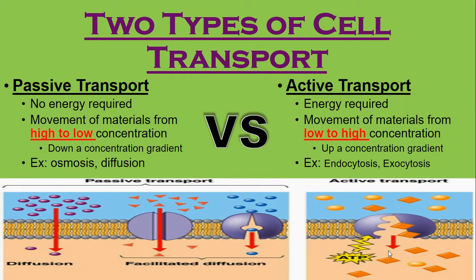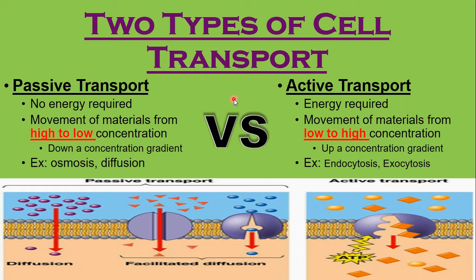So what do I mean by cell transport? There are two basic types of cell transport of materials into or out of the cell. There is passive transport and there is active transport. And if you just think about the names, you kind of get what they are. But passive transport requires no energy, while active transport requires energy.